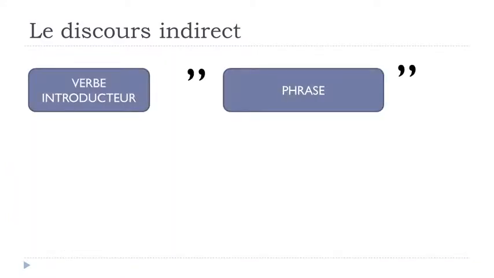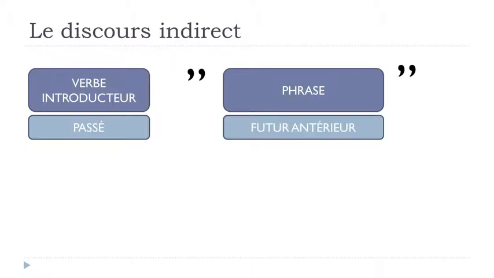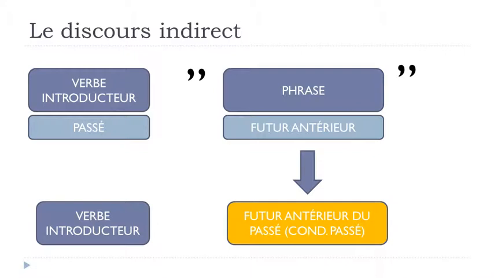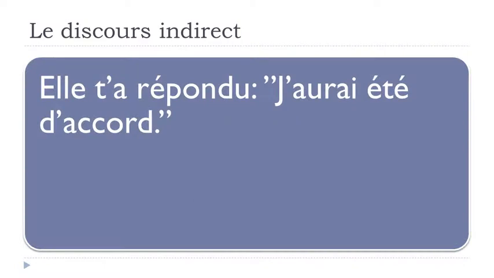And so let's see now if we've got, still in the first part, the past, because that will be the whole thing of this video. And we've got this futur antérieur in the second part. And this futur antérieur will become what we call, and it's still the same thing, quite interesting, futur antérieur du passé, but technically it's the conditionnel passé. Okay? Elle t'a répondu, j'aurai été d'accord.